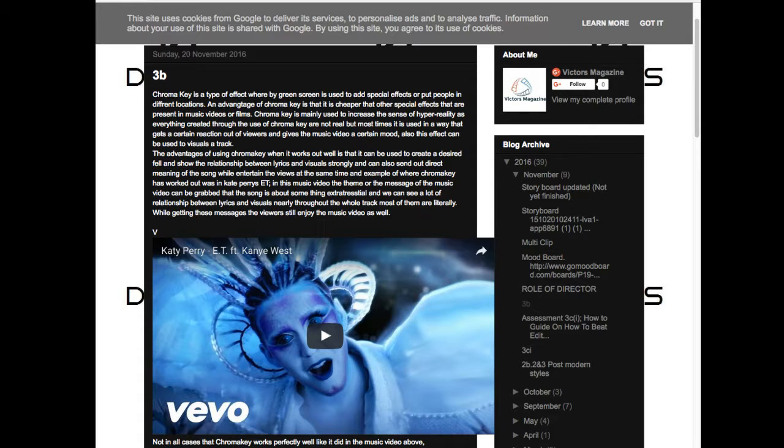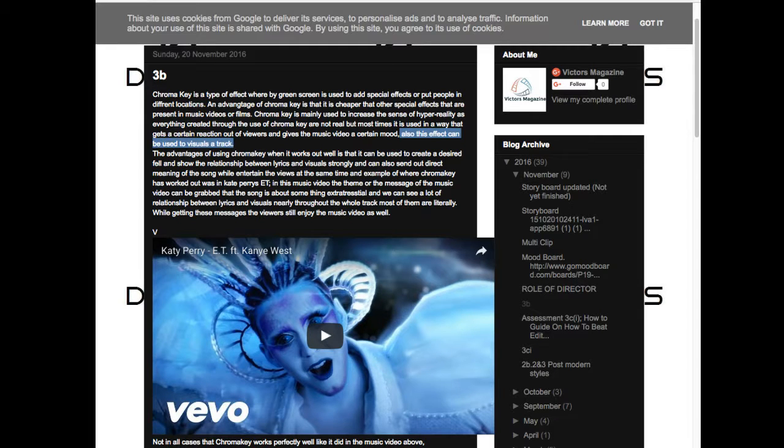Different locations, yeah. It talks about the advantage, although advantage is spelt wrong, so be very careful with that there, okay? So it's a hyper-reality. Yep, good. You could elaborate on that because you said chroma key is mainly used to increase hyper-reality as everything is created through chroma key. That's not a very good sentence in terms of its structure or in terms of you trying to express what you're trying to say there. So I'd revisit that second use of the word chroma key. That reads a bit rushed.